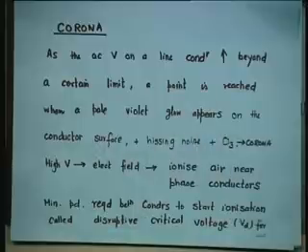Another important topic, corona. You must have heard of corona. As the AC voltage on a line conductor increases beyond a certain limit, a point is reached when a pale violet glow appears on the conductor's surface. What sort of glow? Pale violet glow, accompanied by hissing noise.